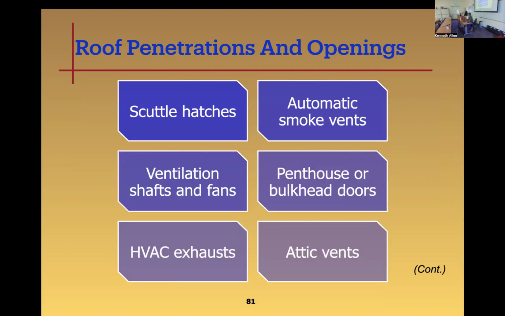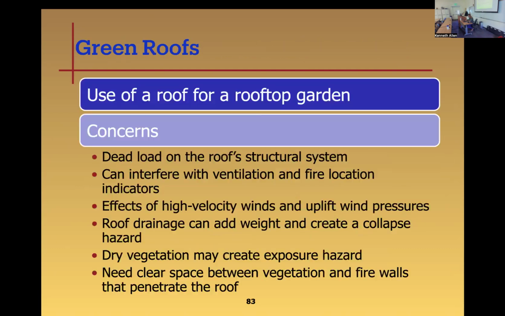When we get to high rises, we'll look at scuttle hatches and cockloft. Those are doors that essentially run from the top floor of a complex up to the roof. It gives you roof access. It would be like a scuttle hatch or a cockloft. Then you have automatic smoke vents that will open when there's fire or they're activated. Ventilation fans and shaft fans that activate and blow out extra smoke and heat in order to give good visualization for firefighters. You have penthouses and bulkhead doors, HVACs, exhausts, and attic walls.